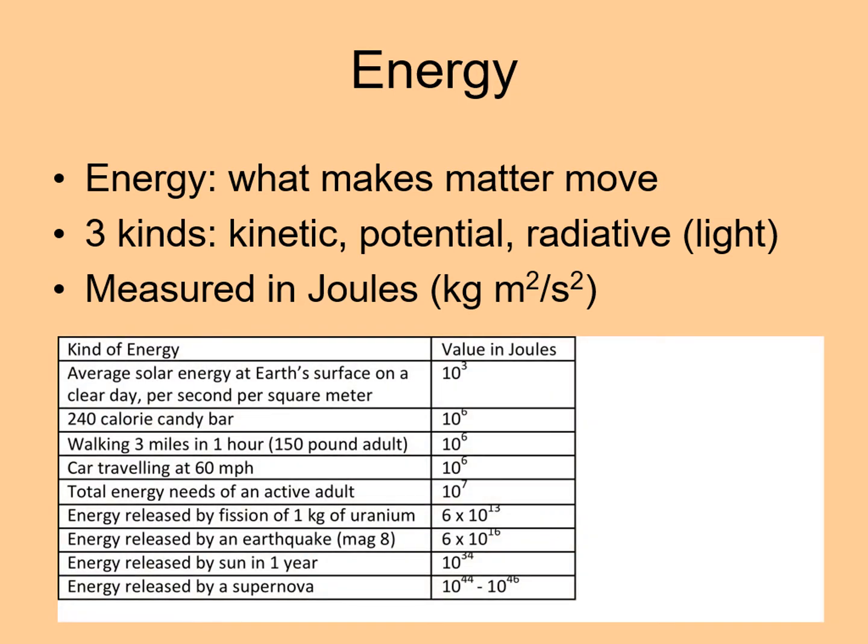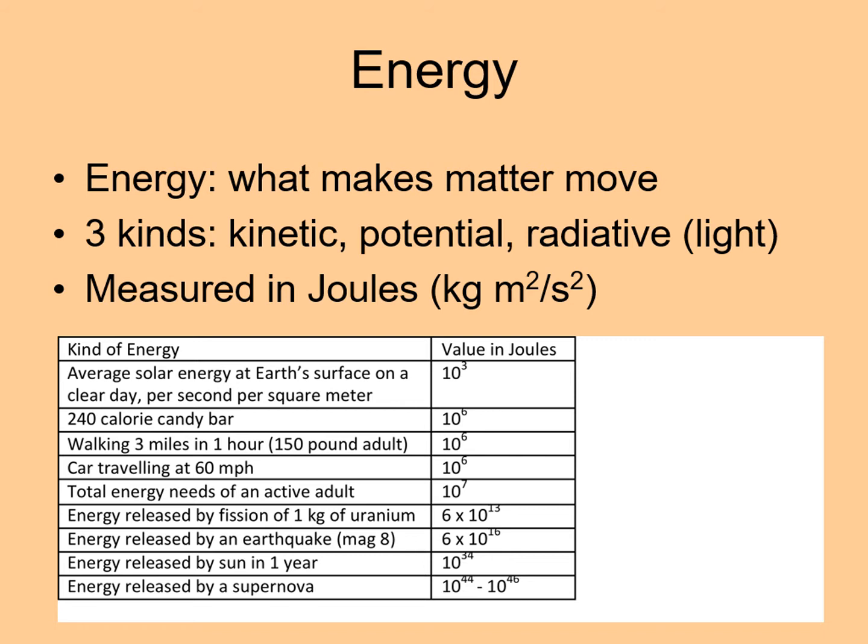Since we're using joules, here are some values to give you a sense of how much you can do with a joule of energy. On a sunny day, there are roughly 1,000 joules of energy hitting every square meter facing the sun every second. On the other hand, a typical candy bar has about 1,000,000 joules of energy. As it happens, that's roughly the amount of energy the average person uses if they walk for an hour. It's also how much energy of motion a car has if it's going at 60 miles per hour.